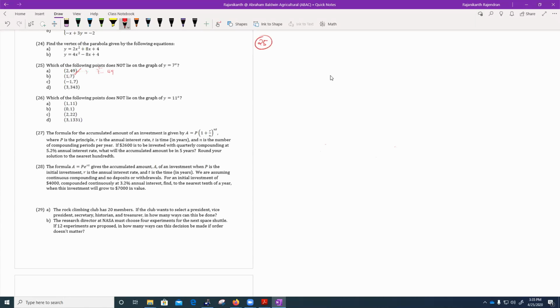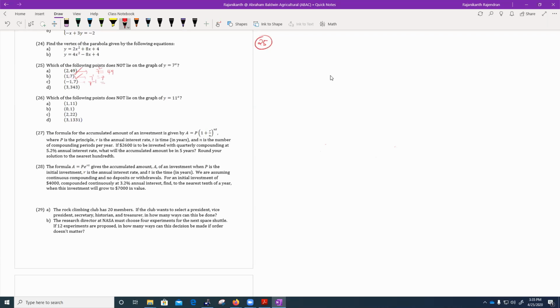This is x coordinate and this is y coordinate. So plugging 1 here for x, 7 to the power of 1. Yes, that is 7. So you are getting correctly y value. Now here plugging x negative 1 into your formula. So 7 to the power negative 1.